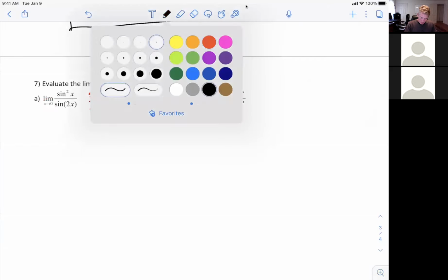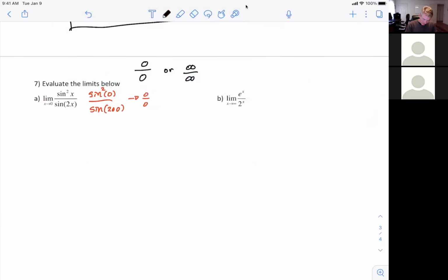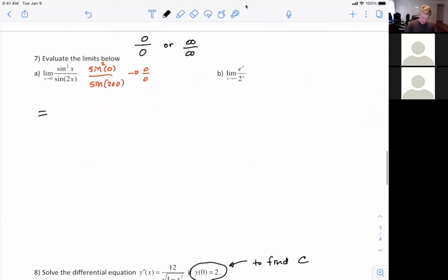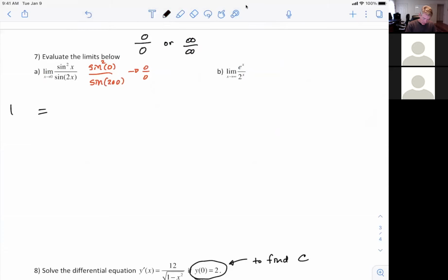And L'Hopital's rule makes things much easier. So in my class, I ask people to either write out the word L'Hopital's or just use an abbreviation like this, so I know what they're doing.